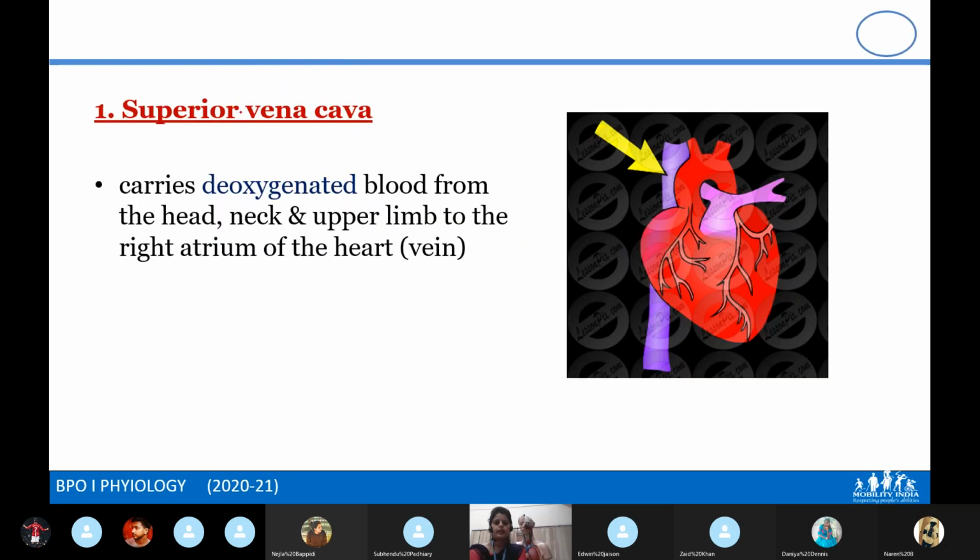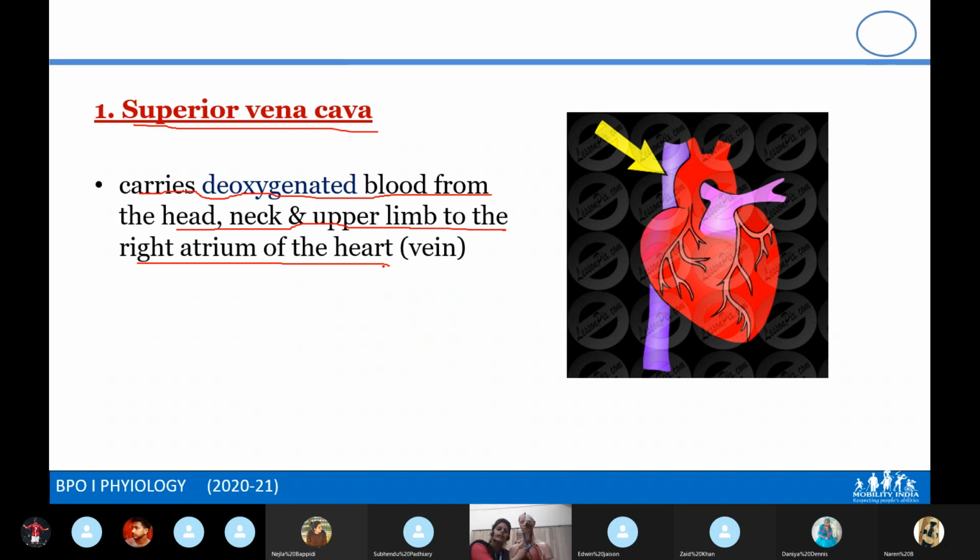So the first blood vessel is superior vena cava. What is the function of superior vena cava? Where it is present, you all know. Superior part on the right side of the heart. Its function is, it carries deoxygenated blood from the head, neck and upper limb to the right atrium of the heart. We have already discussed.